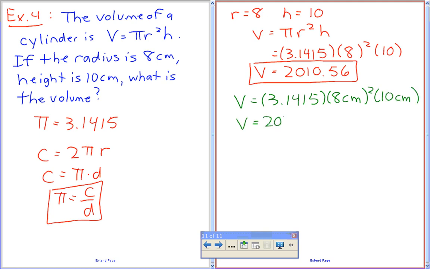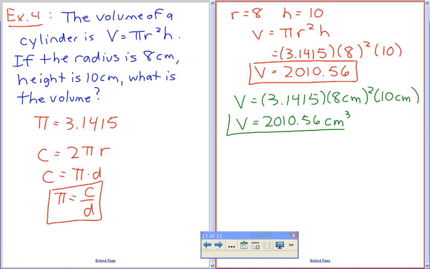Volume is going to be 2010.56. What's the unit going to be for that? I'll tell you, question or answer. Yes. You just put it in the final, that's fine, as long as it's there.